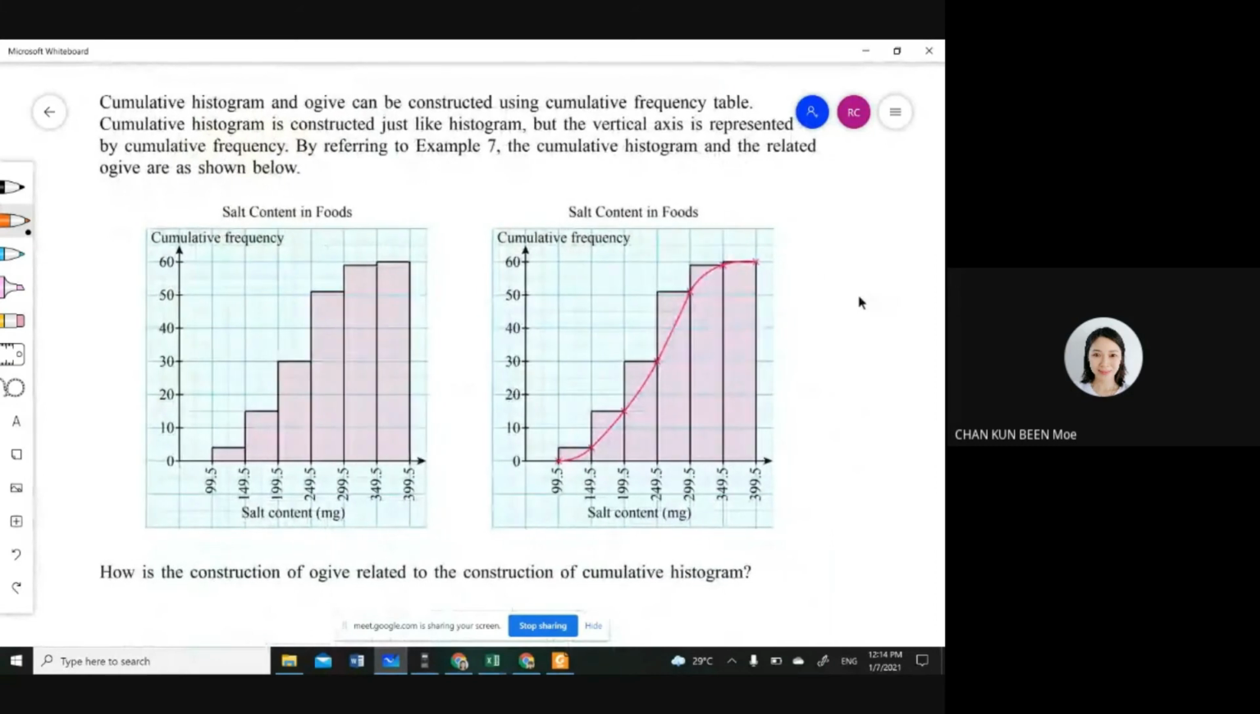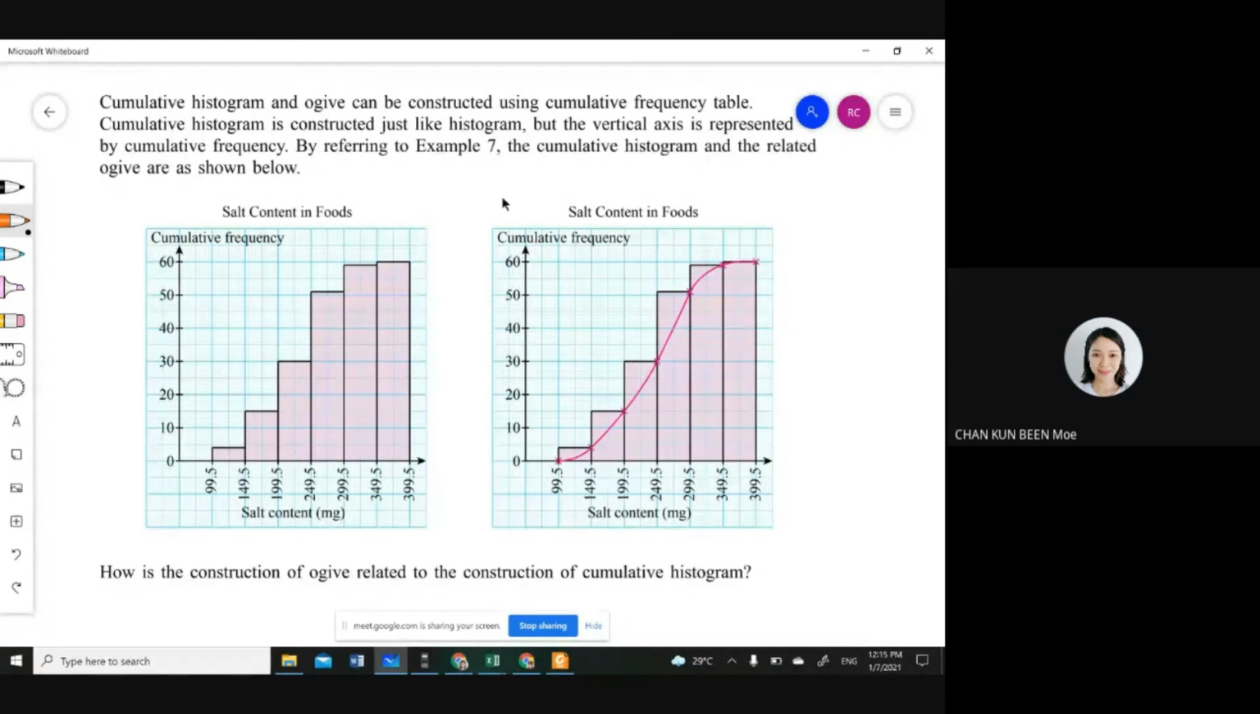This is also in your book. Cumulative histogram and ogive can be constructed using cumulative frequency table. So this is a cumulative histogram. That's why you can see a cumulative frequency. Usually we just draw a normal histogram without the cumulative word. But now if you draw the cumulative histogram, you have to use a cumulative frequency. So it is constructed just like histogram, but the vertical axis is represented by cumulative frequency. So that is the meaning.